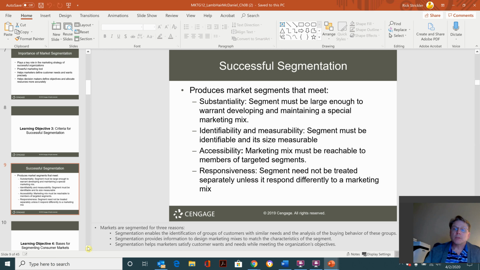Okay. Accessibility, marketing mix must be reachable to the members of the target segment. Now with social or with internet and with online marketing, with mobile marketing, we're able to reach them. But imagine if this was 30 years ago, before internet, and we all had to be sequestered at home. The only way you could reach people would be through television and radio. It would be very much more difficult to market to people for masks or something like that if you only had two forms of media to get to them.